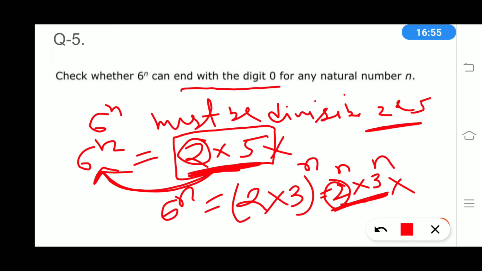But we know that the prime factorization theorem states that the factorization of any number is always unique. That means if 2 and 3 are the prime factors here, then here also they must be 2 and 3. But one has 2 and 5 and the other has 2 and 3, which is a contradiction, because factorization of any number is always unique. So 6 to the power n cannot end with the digit 0. Okay, clear? Now let's see the answer.